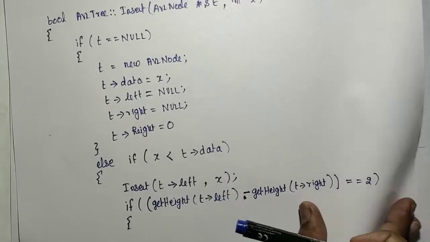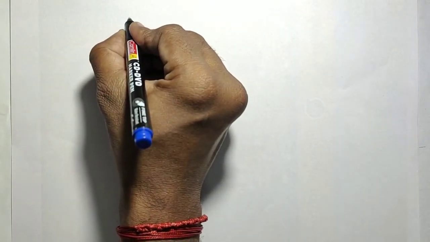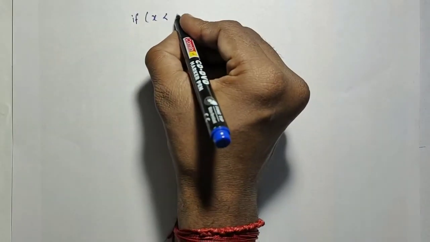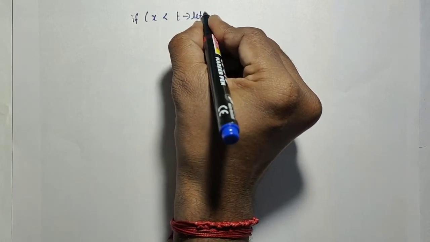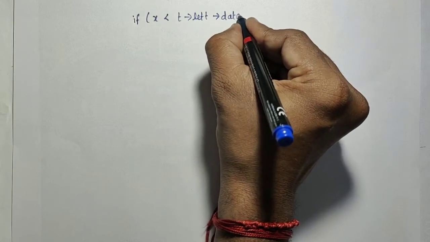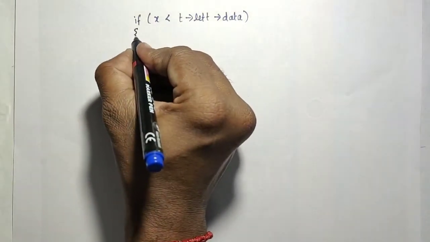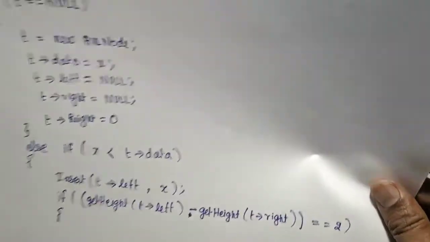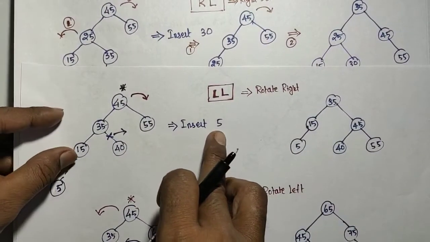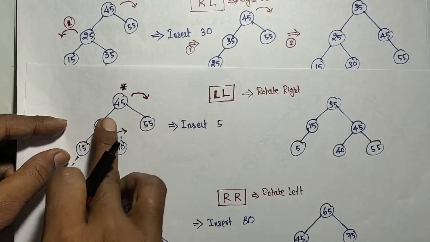Under this I need to add the condition: if x is less than t of left of data, then I need to do what? T of left of the data means left of left, correct? Left of left. So we have to add it in this way.